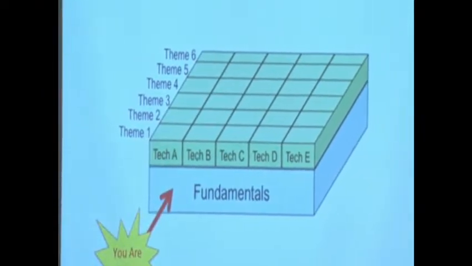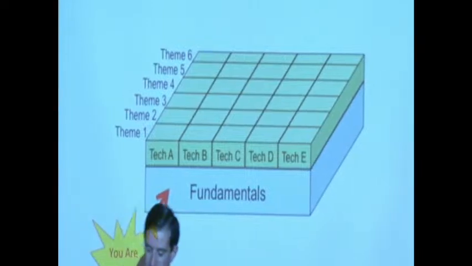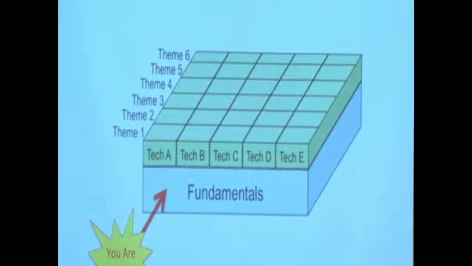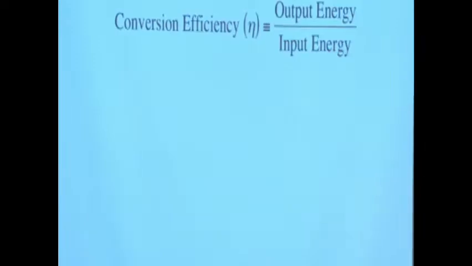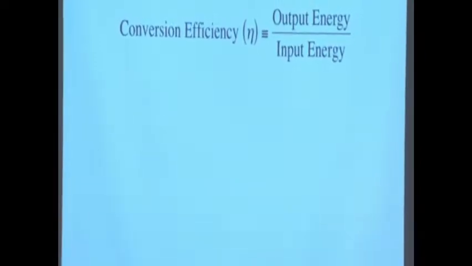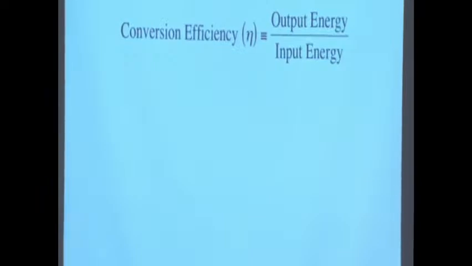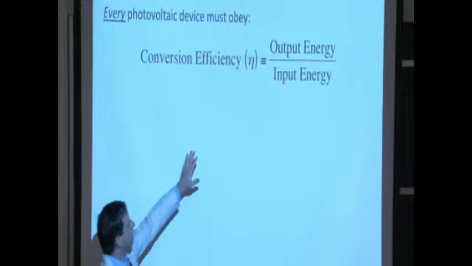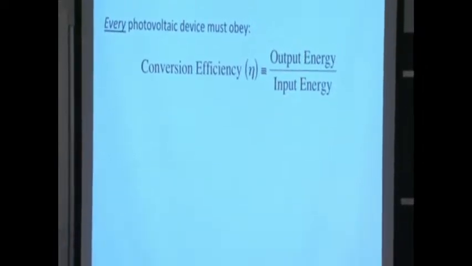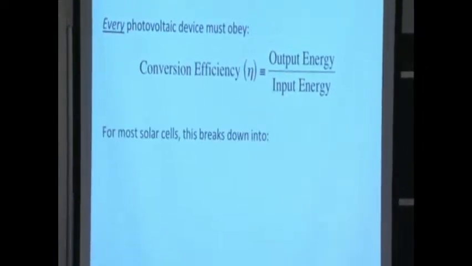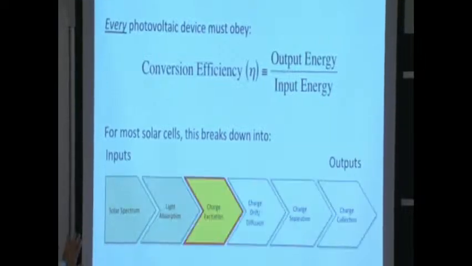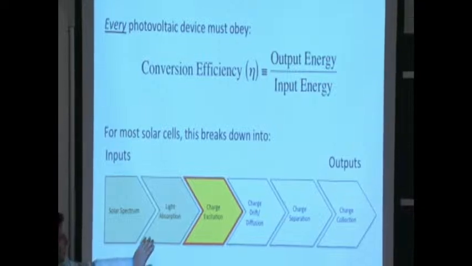As we go through the fundamentals, I'm going to attempt to relate those fundamentals to real solar cell technology, right? So you're not left kind of floating, wondering why it is that we're studying this stuff, but you're really seeing the connection to solar cell devices. So first off, we remind everyone of the broader picture: the conversion efficiency, the ultimate performance of the device, is defined as the output energy versus the input energy. And for most solar cells, this breaks down into the inputs and the outputs, the input being the solar spectrum and the output being the collection of charge.